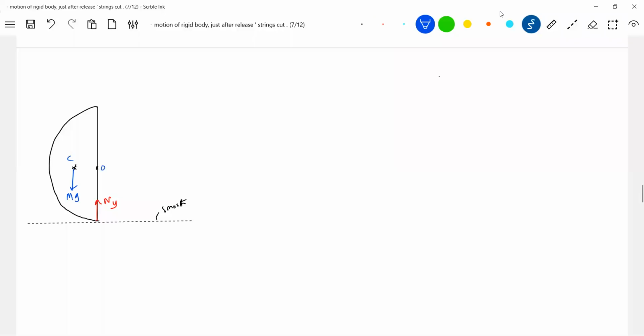This is O, this is P, this is Q. So similarly, same thing, just after release, I want the acceleration of point P. Let's see in this case what conditions will arise. Will it rotate about P? Will it rotate about O? Will it rotate about center of mass? Or will it not rotate because PQ is vertical?